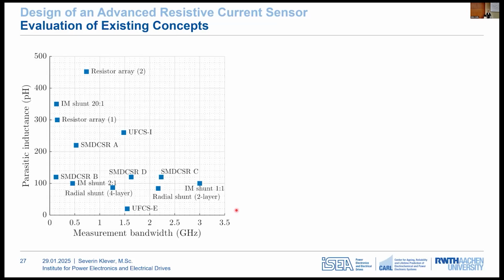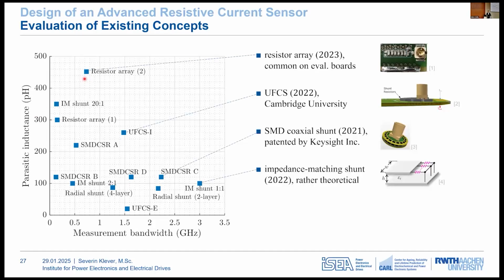Shunt resistors are a hot topic with many innovative designs emerging. And this slide shows the most promising approaches from recent years with bandwidth on the x-axis and inductance on the y-axis. The simplest design is an array of surface-mounted resistors, and this is commonly found on evaluation boards. It's very easy to implement, but its bandwidth is below 1 gigahertz, and the inductance is also relatively high in comparison to the more sophisticated designs.